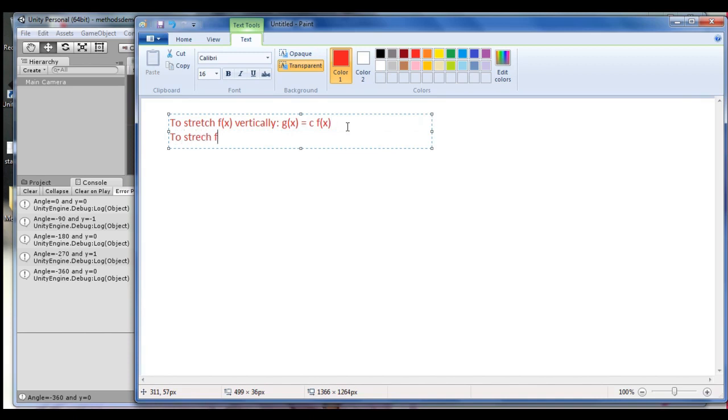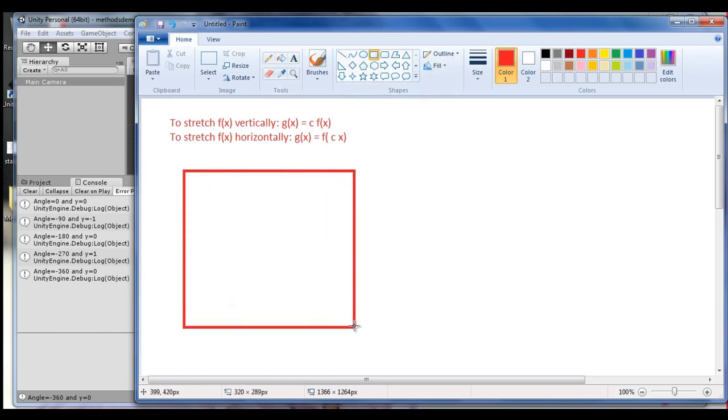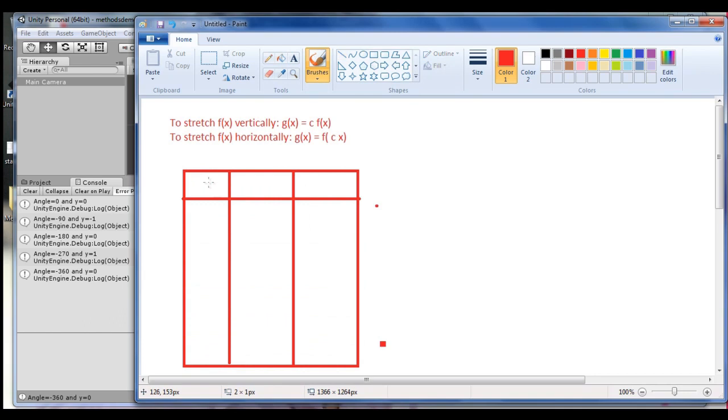To stretch f of x horizontally, what you need to do is g of x is equal to f of constant times x. You have to multiply inside. And let us take an example for that. We will have a table. Let's take an example of this.